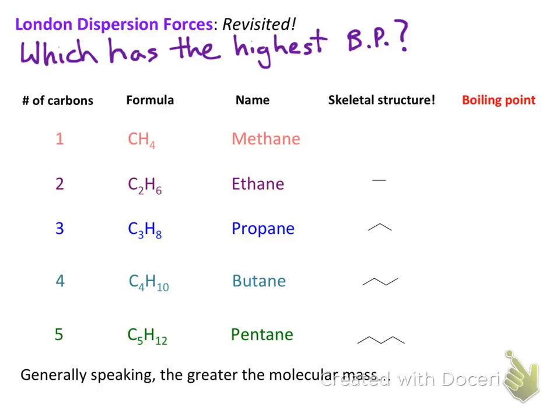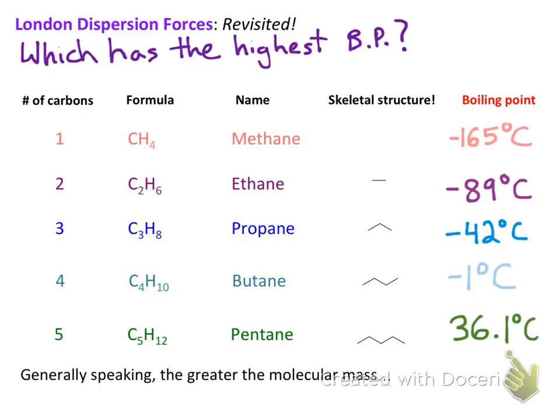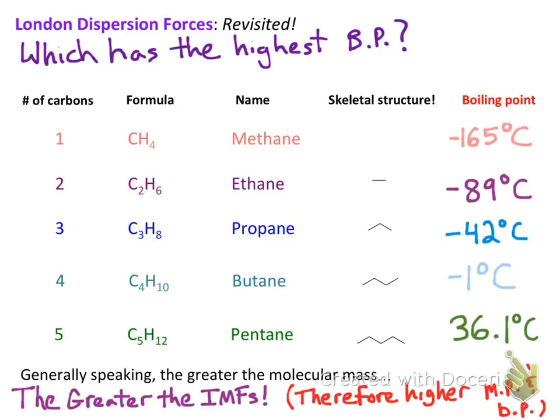Let's throw some data up here for each of these boiling points. Look at that trend. Methane, with its 1 carbon and 4 hydrogens, is negative 165 degrees Celsius. Ethane is negative 89 degrees Celsius. Propane is negative 42 degrees Celsius. Butane is negative 1 degree Celsius. And pentane is 36.1 degrees Celsius. This trend, it works! So generally speaking, the greater the molecular mass, the greater the intermolecular forces, and therefore, the greater the melting point and boiling point. And I want to emphasize this is generally speaking.